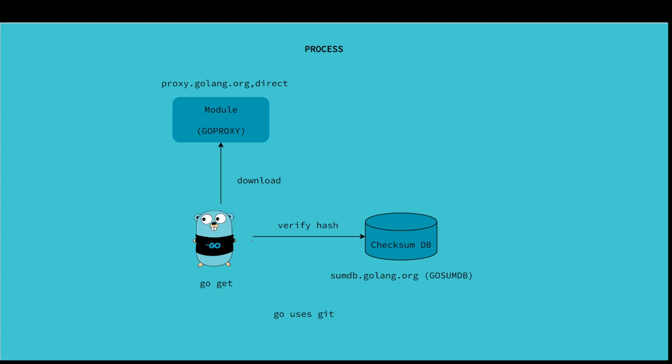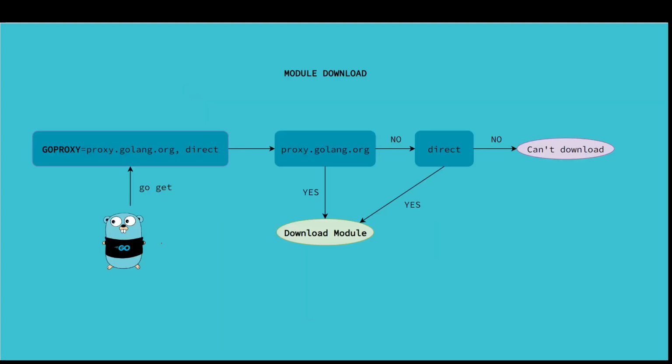So step number 2 is verifying the hash. It looks at the environment variable go sumdb, and by default it's set to sumdb.golang.org, and it will verify the hash. Now what are the issues with this?